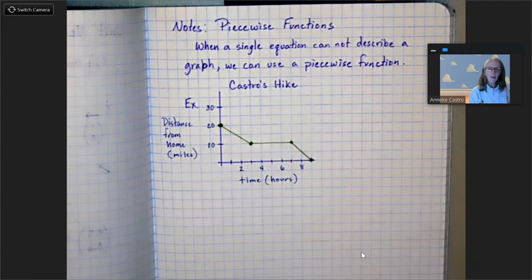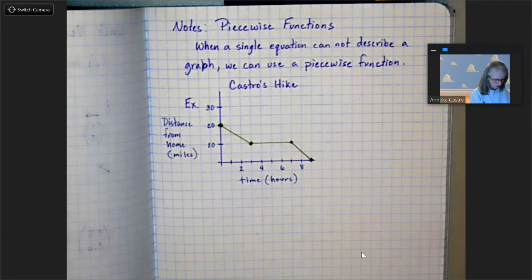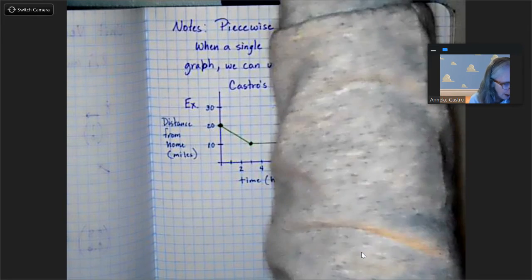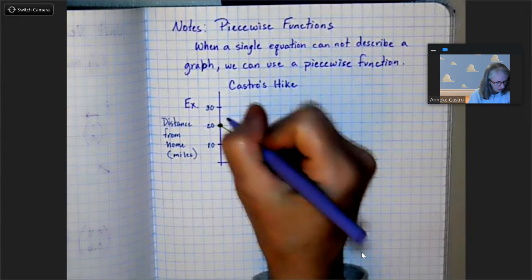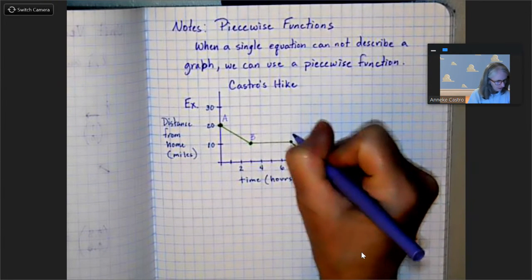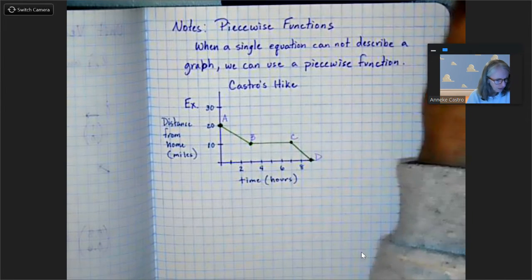So I can't write a single equation to represent this graph, but I can write a piecewise function by looking at these 3 different distinct sections and writing equations for each of them. That's what I'm going to do. First I'm going to write 3 equations for the 3 parts of my journey. I'm going to call these points A, B, C, and D just for ease of reference.